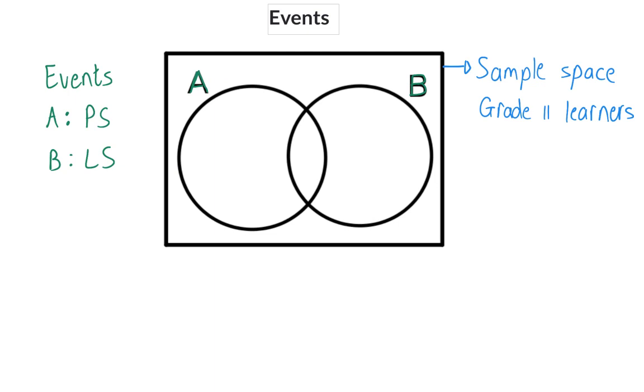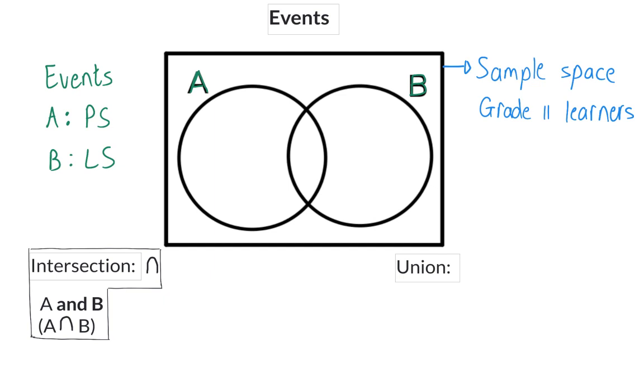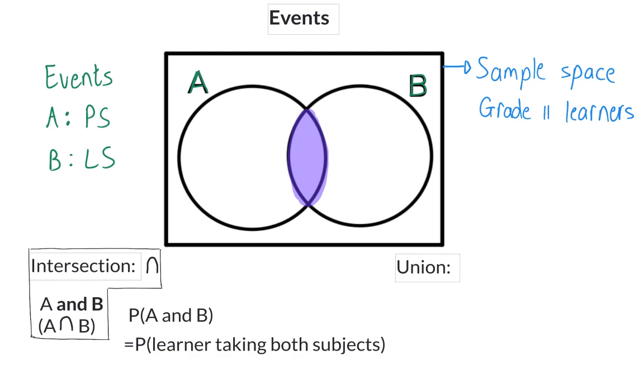Two important concepts that you need to understand are intersection and union. When we focus on intersection, this is when two events A and B happen at the same time, or simultaneously, and has the following symbol. If we have a look at the example, the intersection will be those learners taking physical and life sciences, and that will be the part where the two circles intersect. And that is where the word intersection comes from. That means we can ask you to determine the probability of A and B, and that implies the chance that a learner is chosen that takes both physical and life sciences.